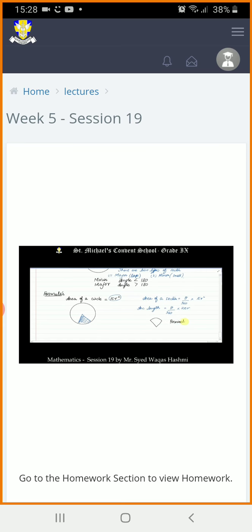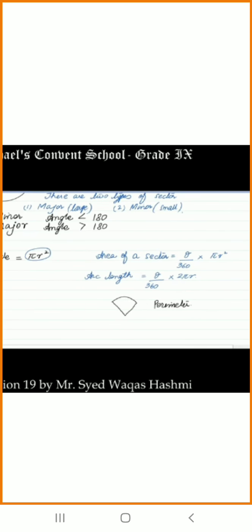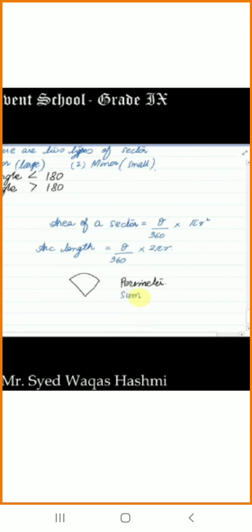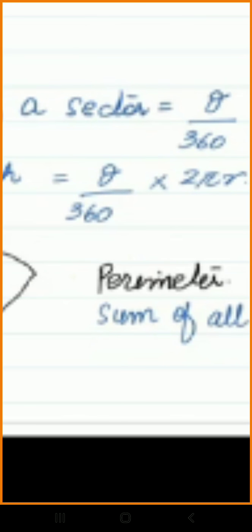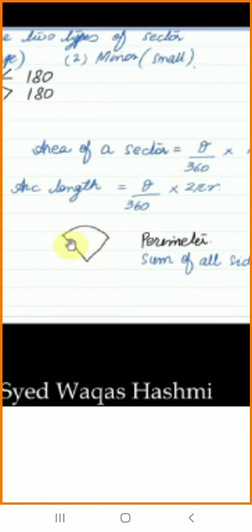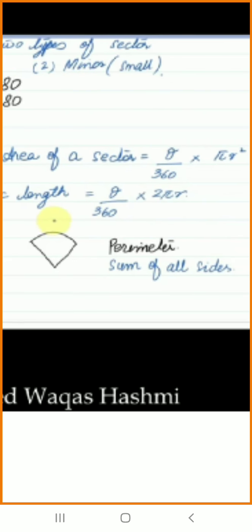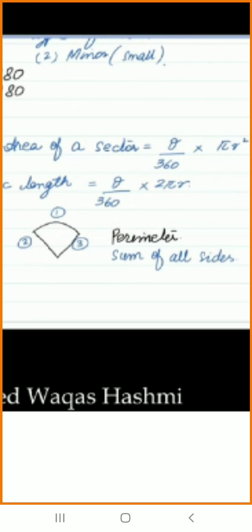So the simple definition of perimeter is that it is the sum of all sides. Now in that sector, how many sides can you see? So basically there are 1, 2, 3. There are 3 sides, right? If I label them 1, 2, 3, then in order to find the perimeter of a sector, I need these 3 lengths.